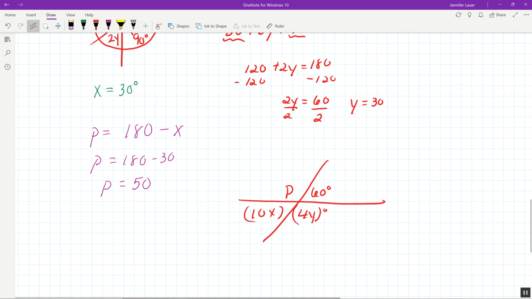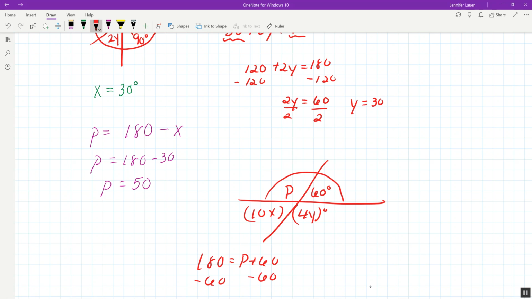Okay, so again, that's got to be 180 degrees. I can subtract 60 from both sides and see that P is equal to 120. Vertical angles are here and here, so that tells me 10x is equal to 60. Dividing both sides by 10, x is equal to 6.